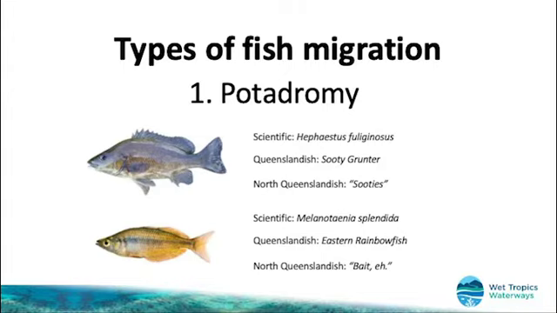So sooties. Now this is another fish that those who live in the wet tropics might know. It's the eastern rainbow fish to most Queenslanders, but to North Queenslanders, it's just referred to as bait, eh? And that 'eh' on the end there, that's really important, I found, because that denotes that I've said something really important or really profound, and so people should agree with me. So I'm going to use the 'eh' quite often throughout this presentation, eh.